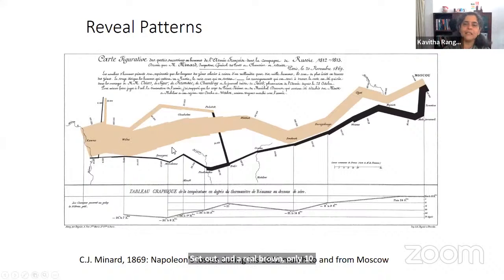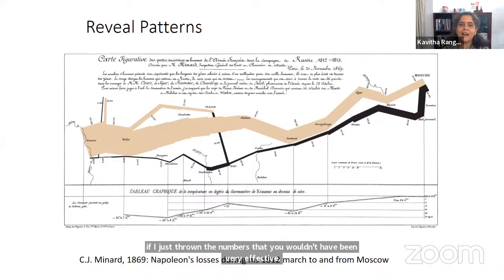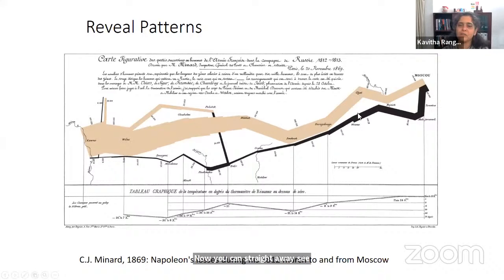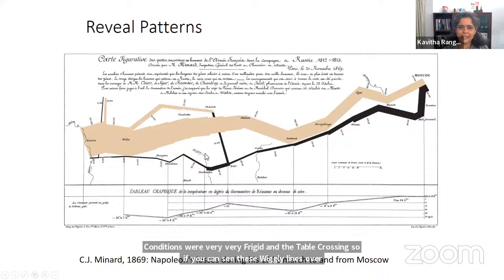If I had just thrown the numbers at you, it wouldn't have been very effective. Now you can straight away see how very, very futile that entire march to Moscow was. Right? So apart from showing the path that the army took, this visualization also shows you the temperatures during the retreat, because the winter conditions were very, very frigid, and the river crossings. So if you can see these squiggly lines over here, these river crossings turned out to be very deadly.